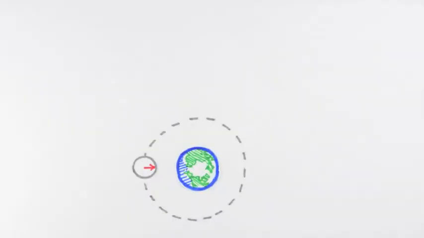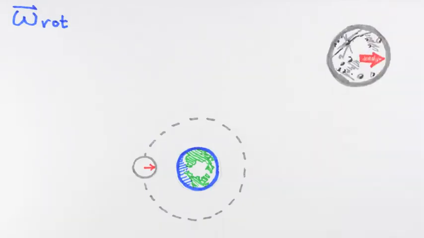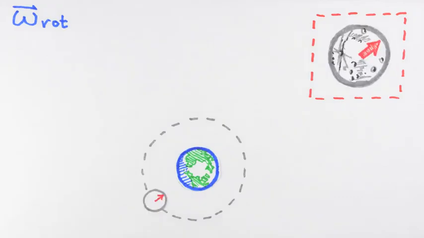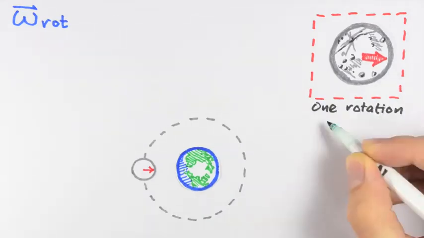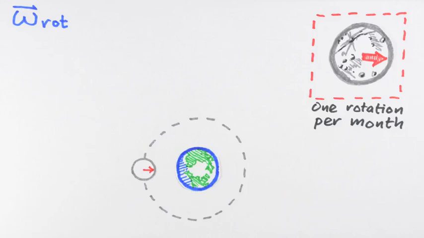Now that we have the angular velocity of the Moon's center of mass in hand, we can figure out the Moon's rotational angular velocity by exploiting one more piece of knowledge about the Moon. The Moon always keeps the same side facing the Earth. This means that the Moon must rotate about its center of mass once every month.